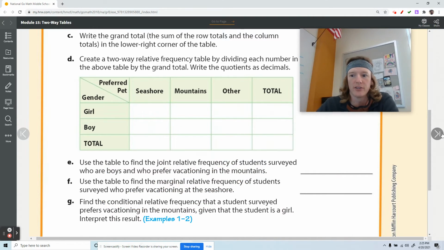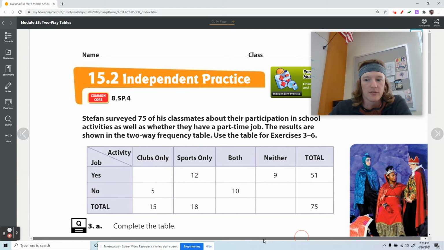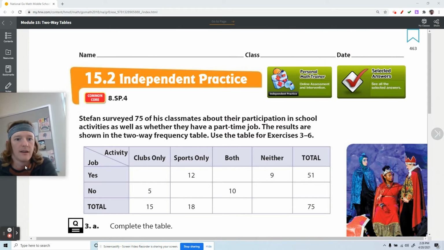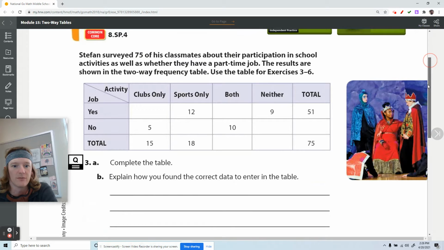We're going to do one more page. We're going to do this page in its entirety. We're going to do it all. So let's go ahead and answer. We got to complete the table, and then we're going to convert it to frequency with percentages.